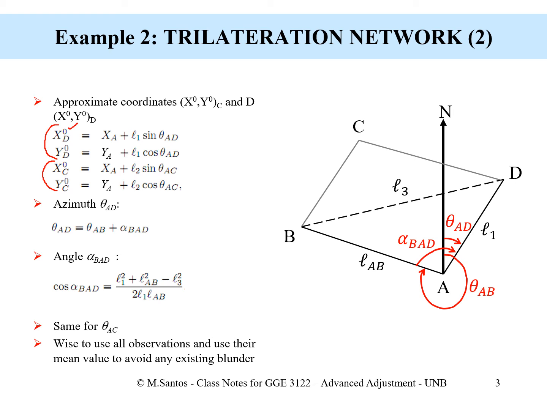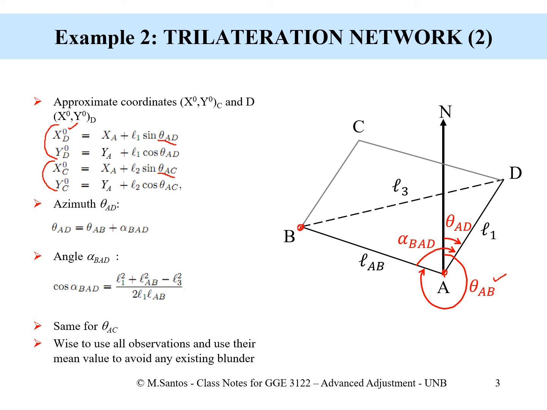So what we need is the azimuth from A to D. We have the coordinates of points A and B. Therefore the azimuth AB is known. We can compute it from the coordinates: the tangent of delta y over delta x, or delta x over delta y.